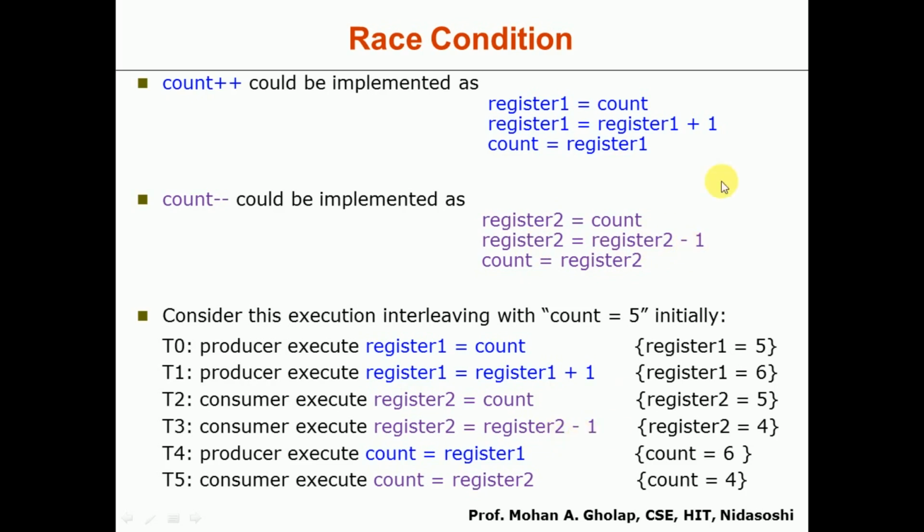So you have to decrement one value, the value of count, by 1. Register 2 is already holding 5, so 5 minus 1 will become 4. As a result, register 2 will hold the value 4.